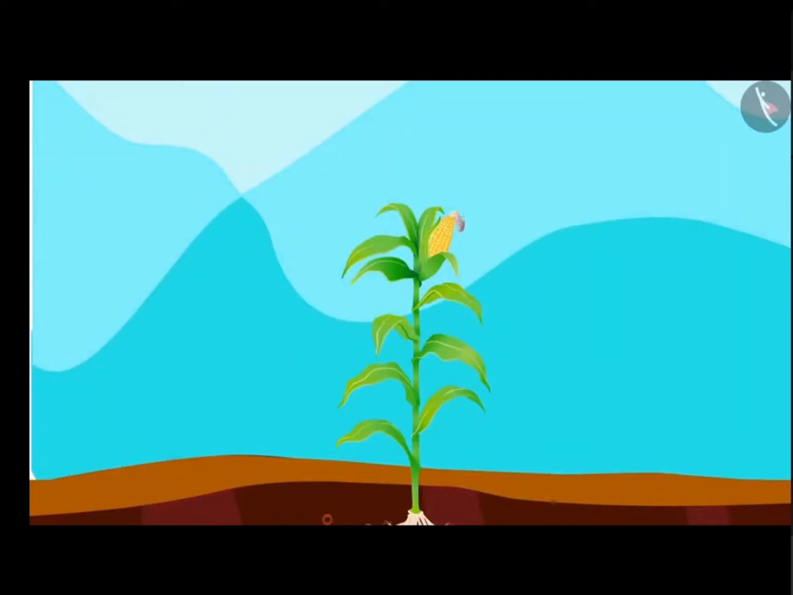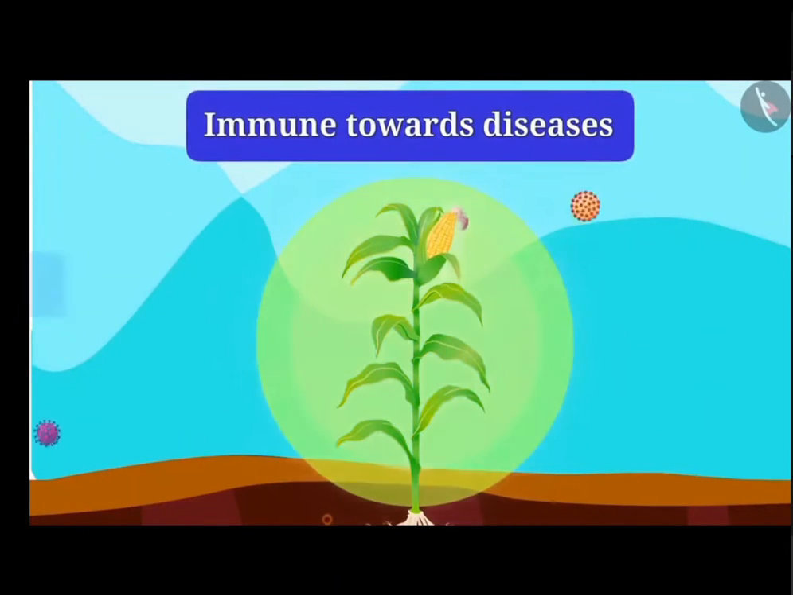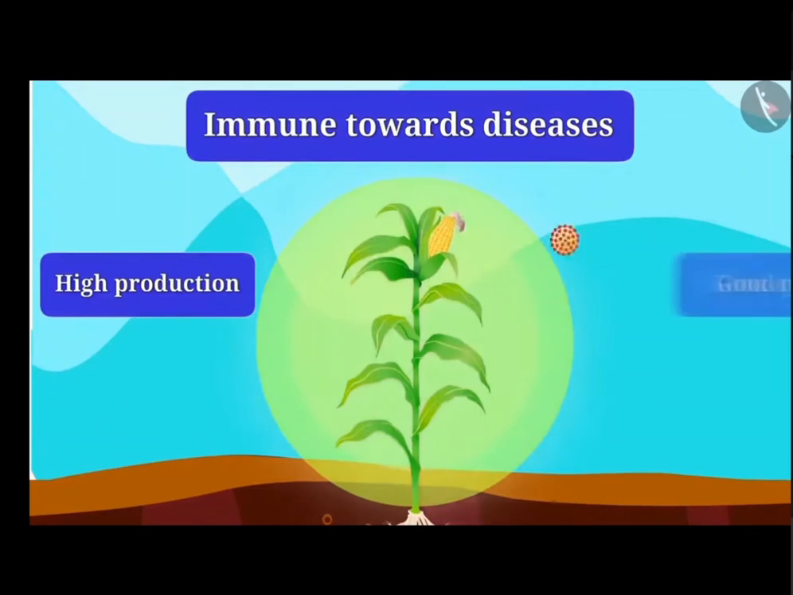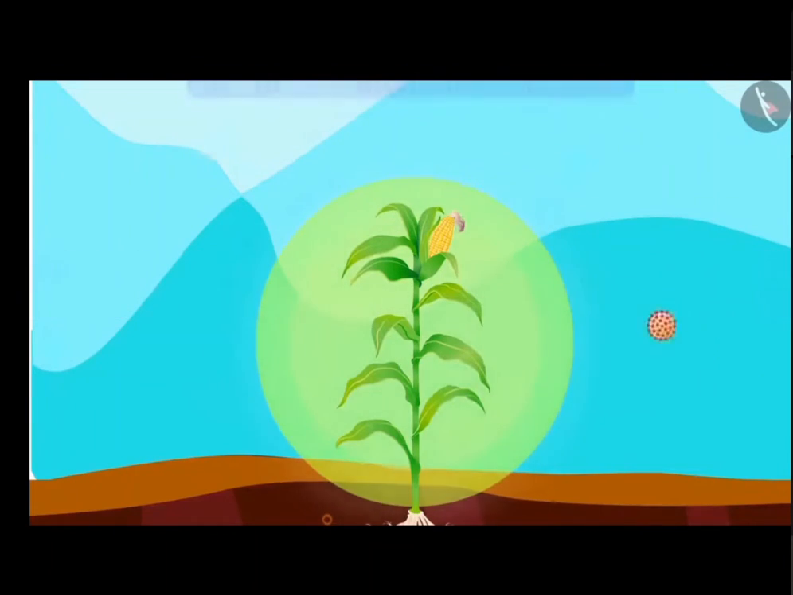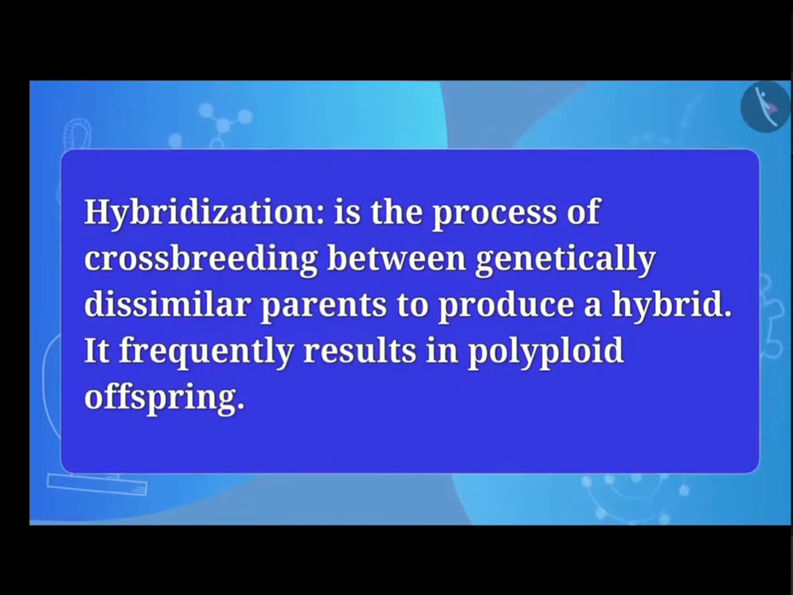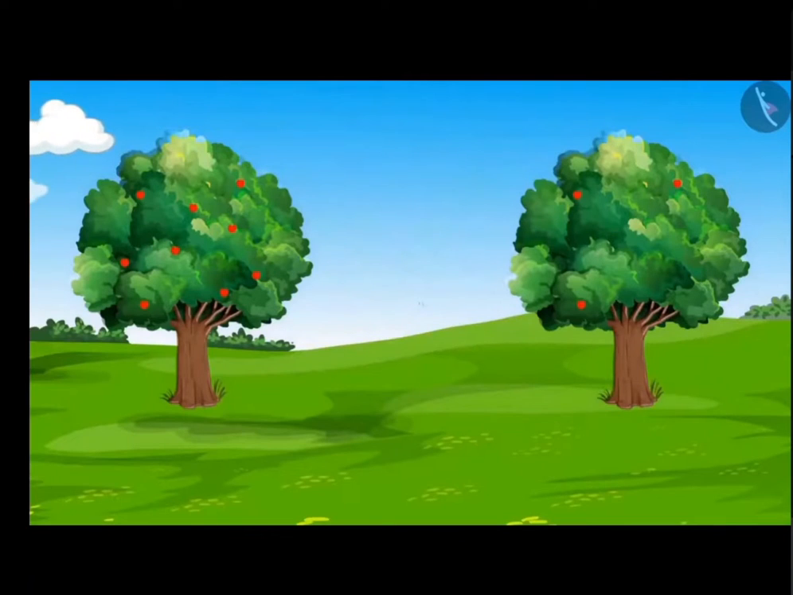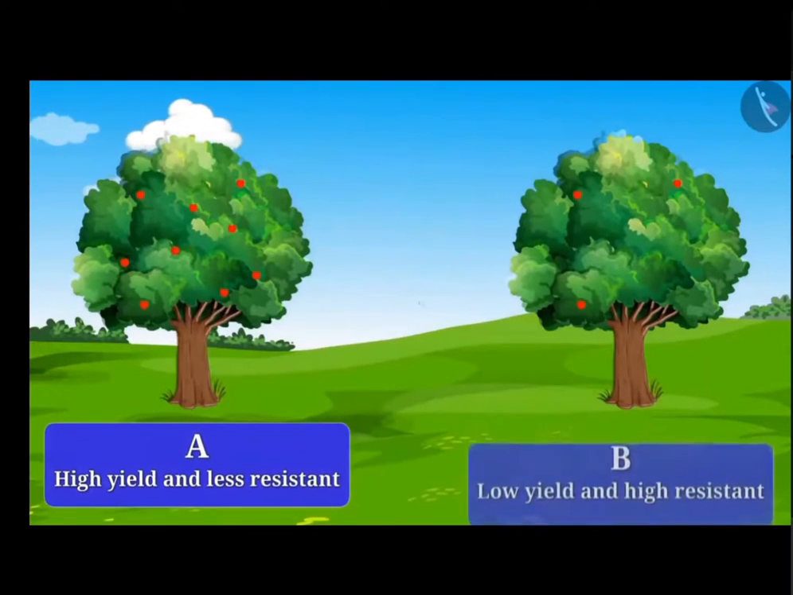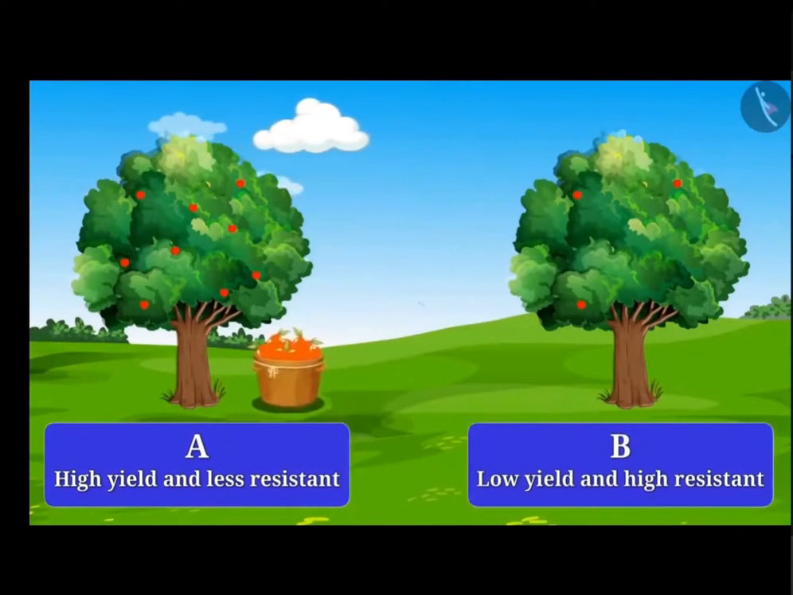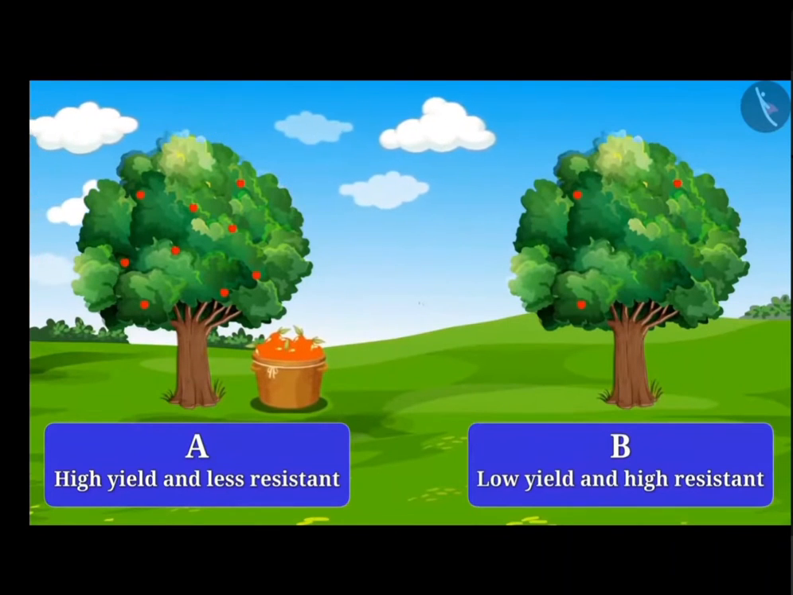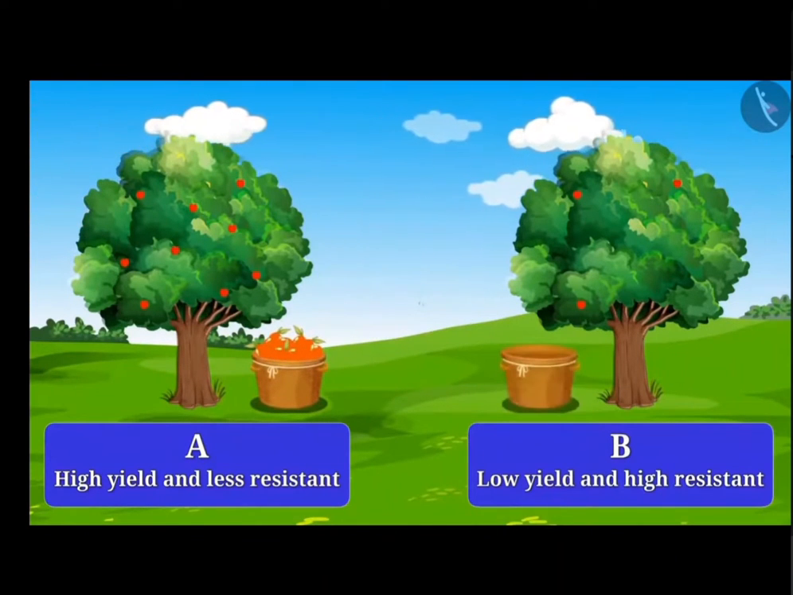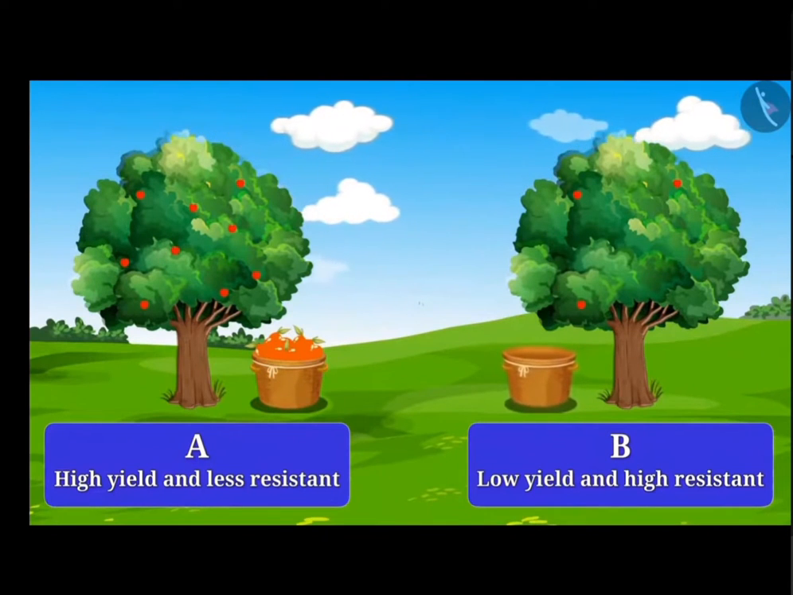Friends, do you know what is the identity of a good crop? The crop should be immune towards diseases, high production, and it should also be of good quality. And one way to include all these desired features is hybridization. So guys, do you know what this hybridization is? Let's understand. Suppose you have two types of trees, A and B. Tree A gives a high yield and is less resistant towards diseases, while tree B gives low yield and is highly resistant to disease.